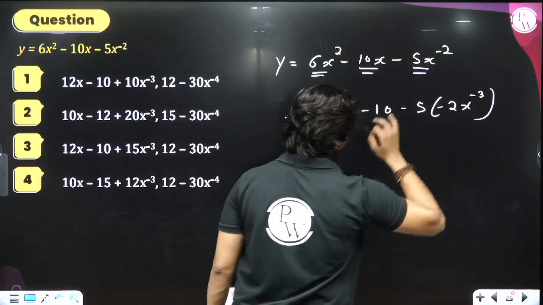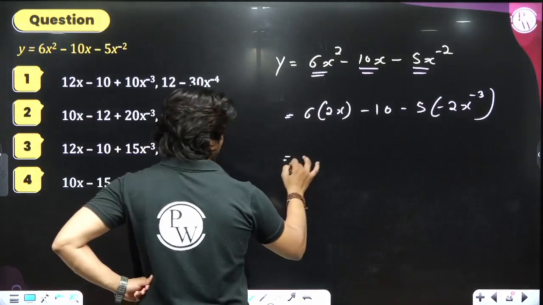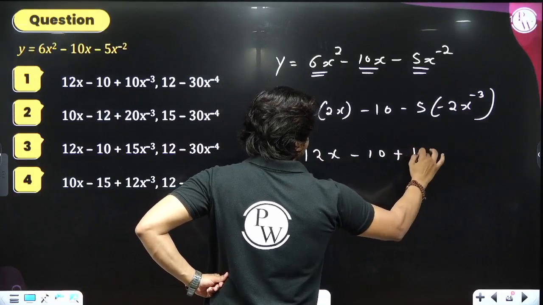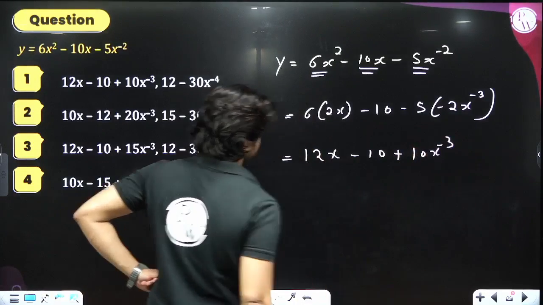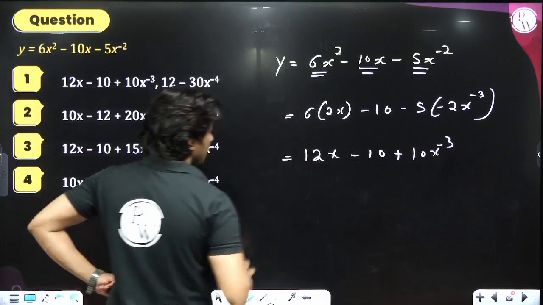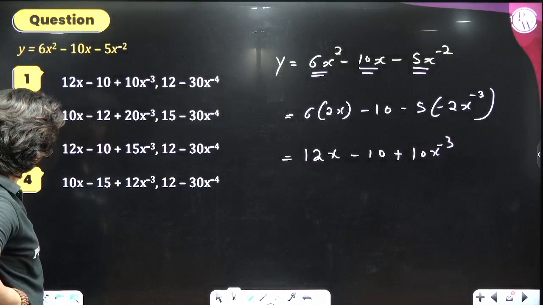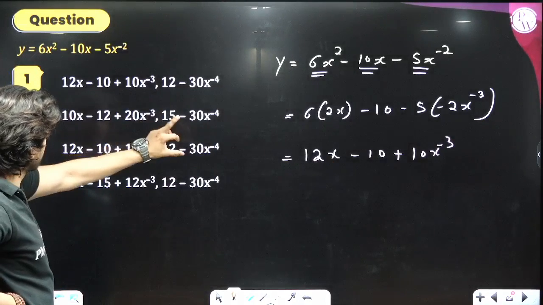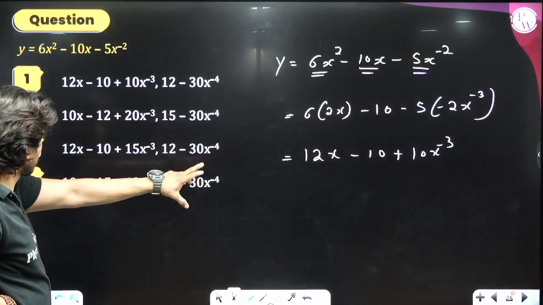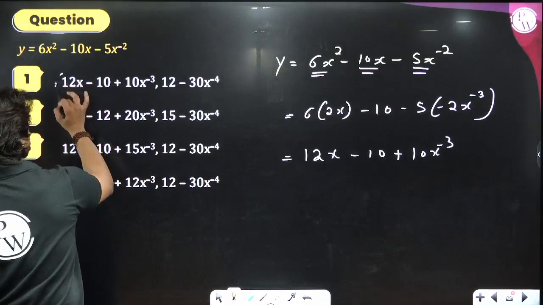That means minus 3. So what are we left with? We are left with 12x minus 10 plus 10x to the power minus 3. Do we have this option? Okay, dy by dx is 12x minus 10 plus 10x to the power minus 3. That is this. This is dy by dx.